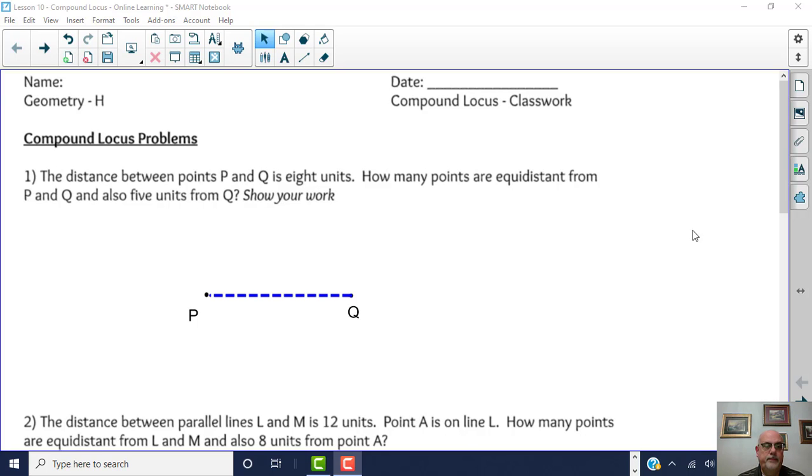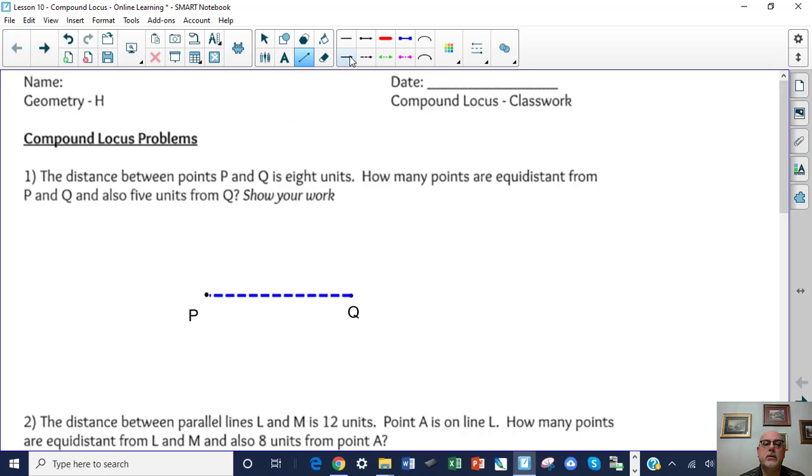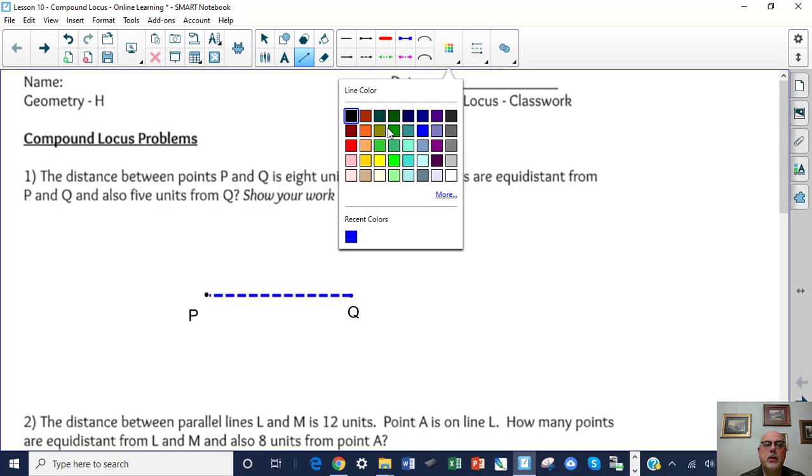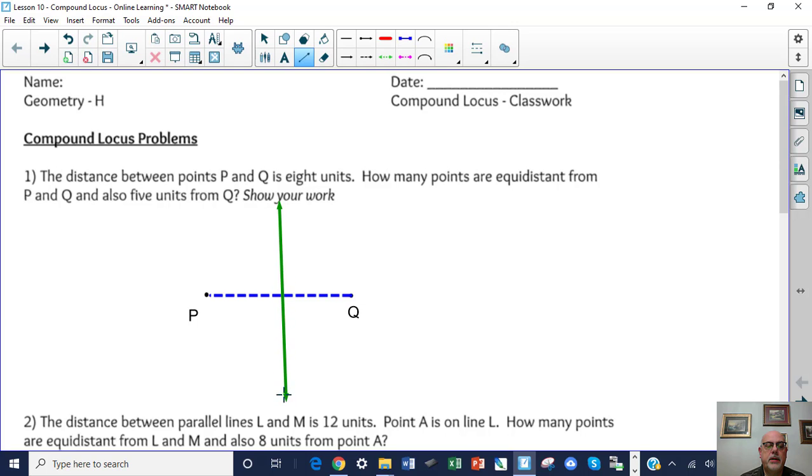So compound locus is 2 loci drawn on the same diagram. Let's see how this works. The distance between points P and Q is 8 units. How many points are equidistant from P and Q? That's the first locus. So we're going to draw the perpendicular bisector of PQ. I'm going to do that in green. So this is the perpendicular bisector of PQ.